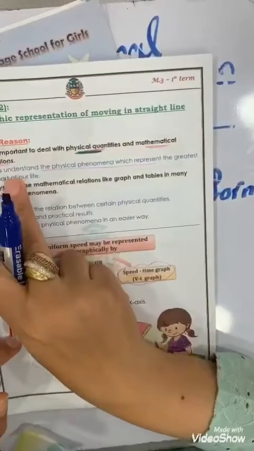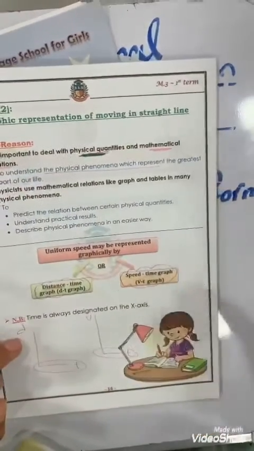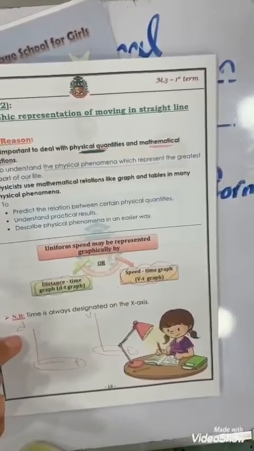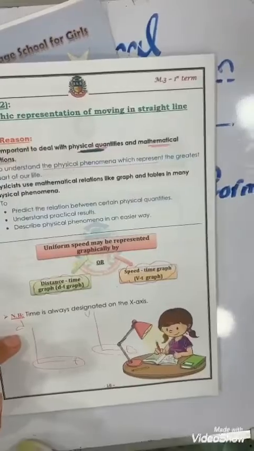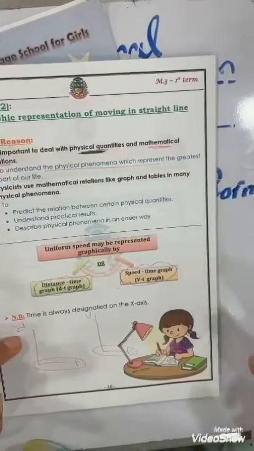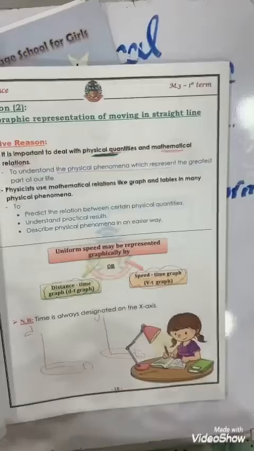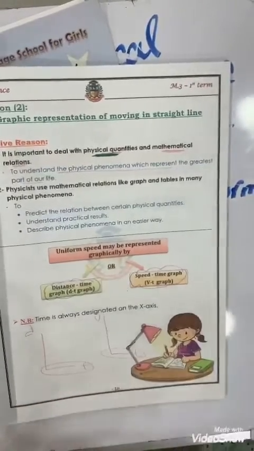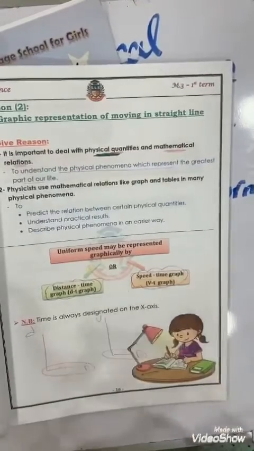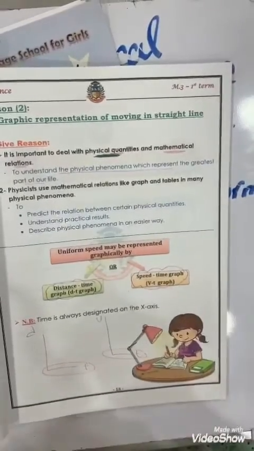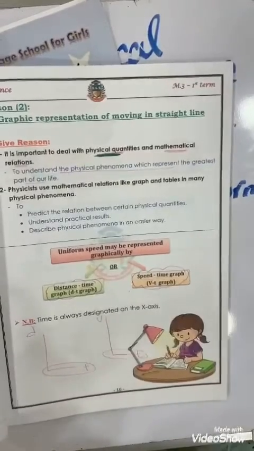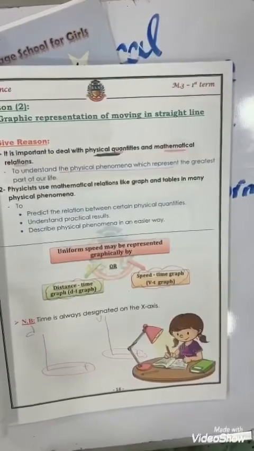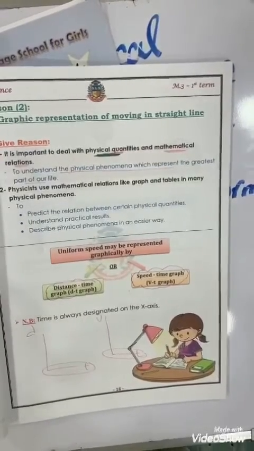Here in question number 1, give reason. It's important to deal with physical quantities and mathematical relations. Why? It's very important to understand the physical phenomena which represent the greatest part of our life. So to understand it, we use the physical quantities and mathematical relations, such as speed. We use speed to understand the motion, okay, to describe the motion, as we said in lesson 1.